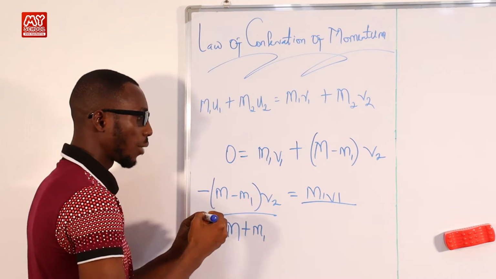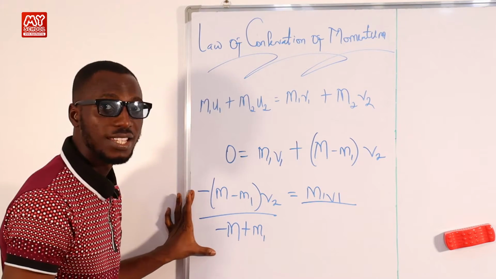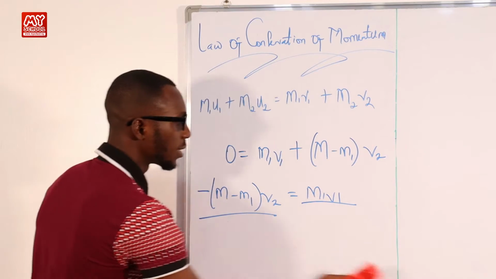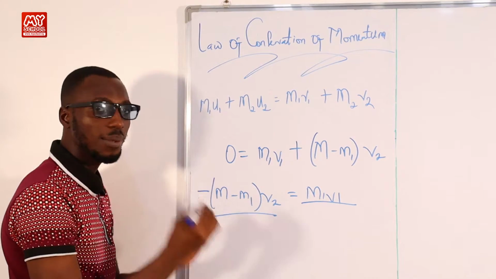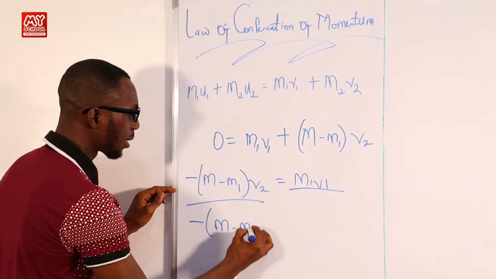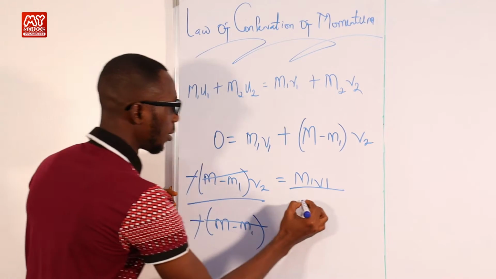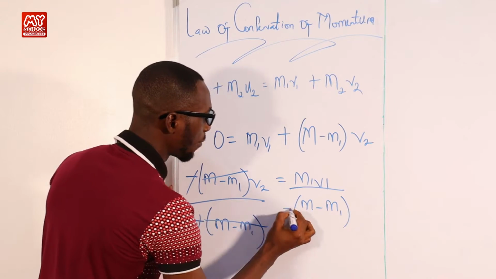So what I'm going to do at this junction is this. I won't let the minus affect it yet to avoid complexity. Let me just bring it the way it is. It's the same thing, I just want to make it as simple as possible. m minus m1, we have the minus sign.